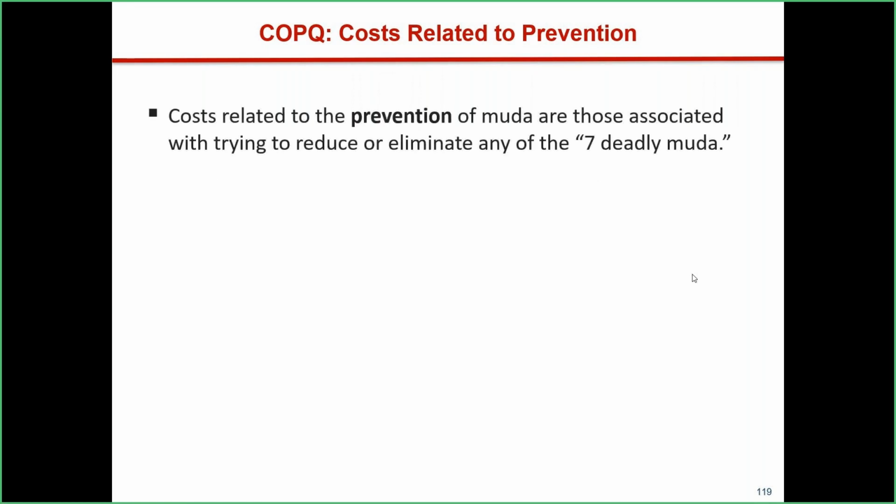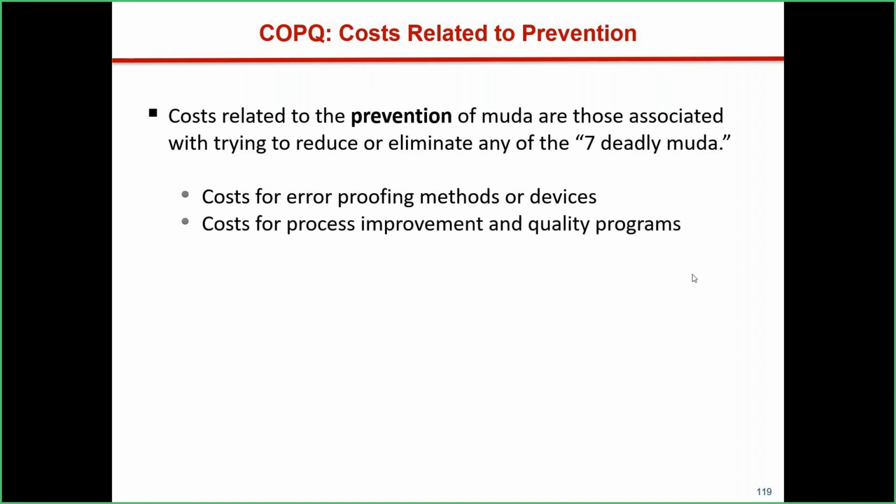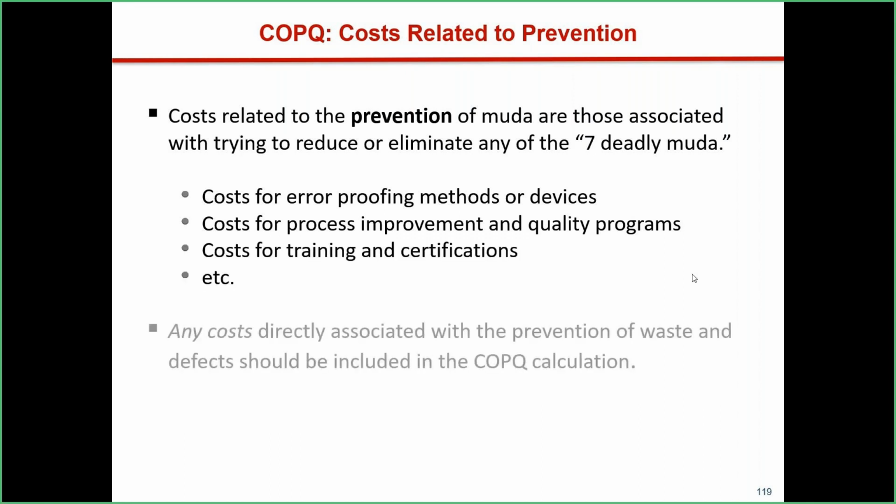All right. Now let's move on. Costs related to prevention of MUDA. These are associated with trying to reduce or eliminate any of the 7 deadly MUDAs. So cost of error proofing methods or devices, cost of process improvement and quality programs, cost of training and certification. So any cost directly associated with prevention of waste and defects should be included in COPQ calculation.